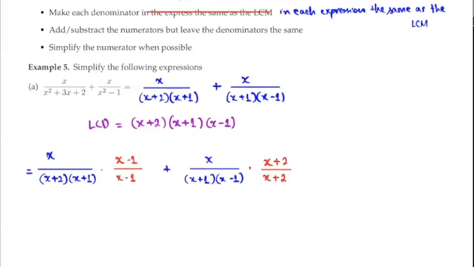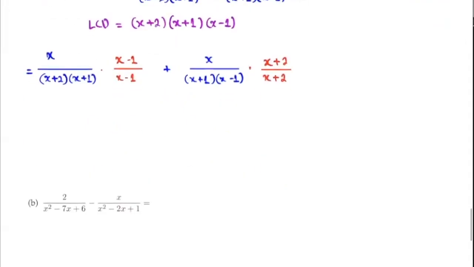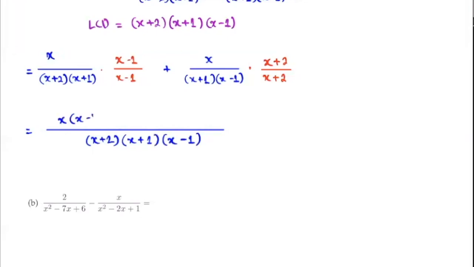So we keep the denominator, we combine the numerators together. So we have one denominator, which is x plus 2 times x plus 1 times x minus 1. We have the same denominator. We're just going to combine the numerators together. So the first numerator is x times x minus 1 plus the second numerator, that is x times x plus 2. So now the last step is to simplify the numerator as much as you can.